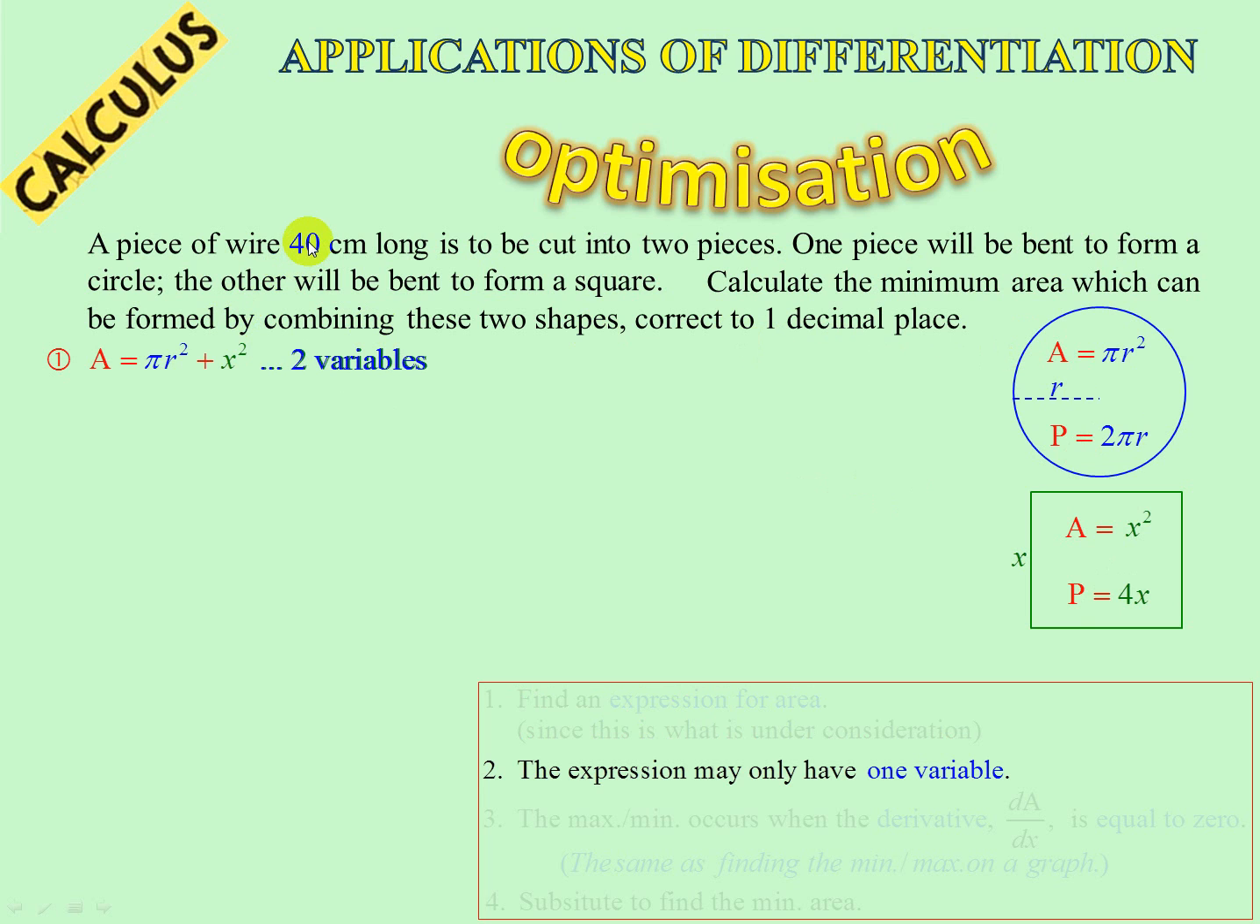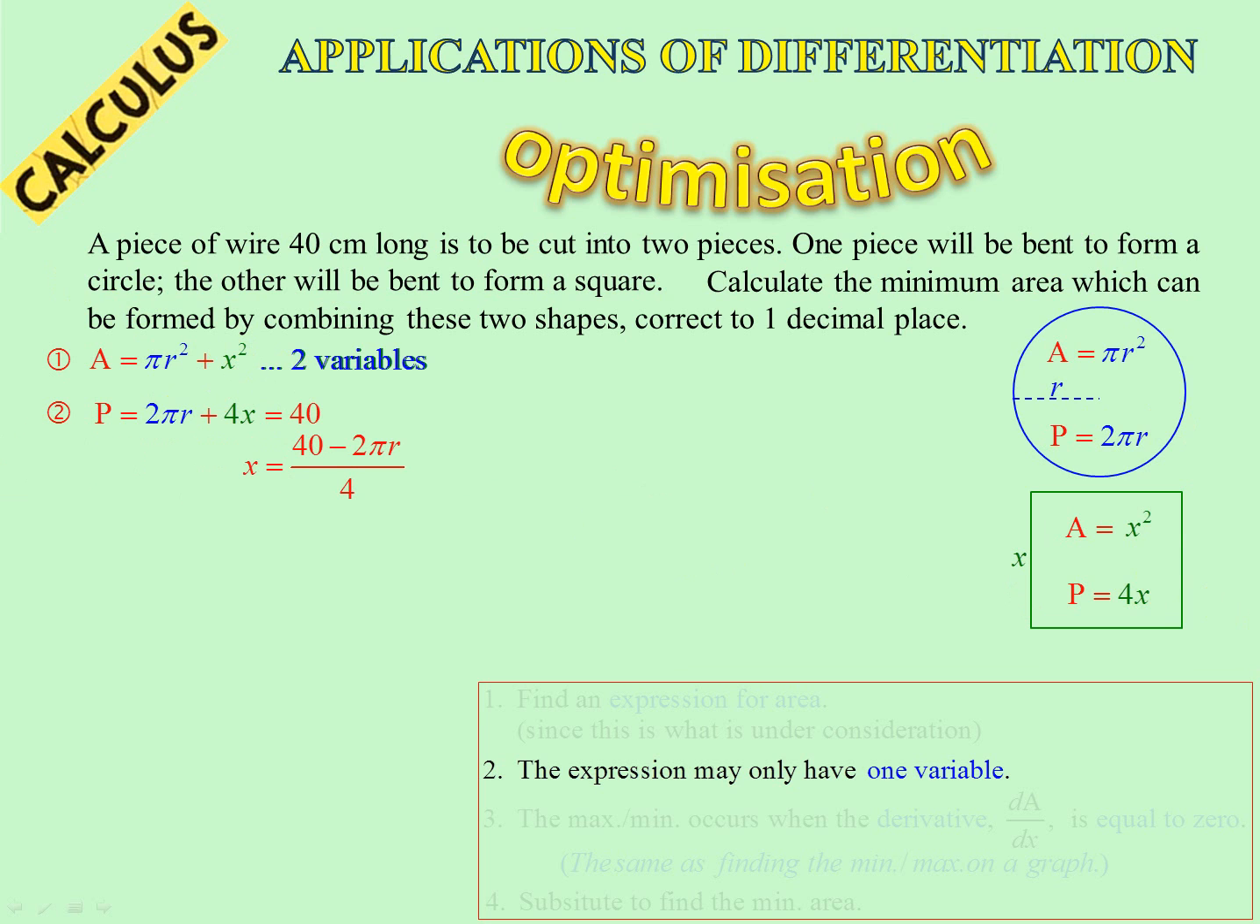So what we're going to use is this 40 centimeters. This 40 centimeters is what the two lengths add up to. So the length here is the perimeter or the circumference, which is 2 pi r, and the length here is the perimeter, which is 4x. So these two must add together to give you the 40. So there we are, 2 pi r plus 4x must equal 40. Remember why we're doing this? We're trying to eliminate either the r or the x from this expression in order to have a single variable. And the only way we can do that is to find one in terms of the other and then substitute.